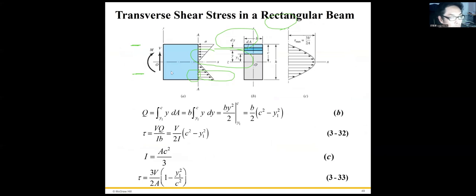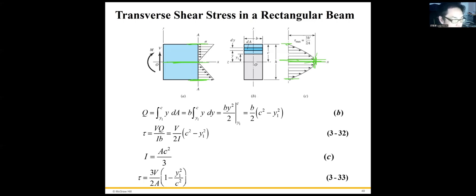Okay, so we know that for the bending stress, the maximum stress is located at the top surface or the bottom surface, either in tension or compression. However, for the transverse shear at the interface, the maximum transverse shear occurs at the center, and it should be zero at the top and bottom surface.